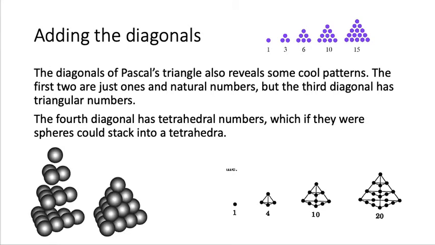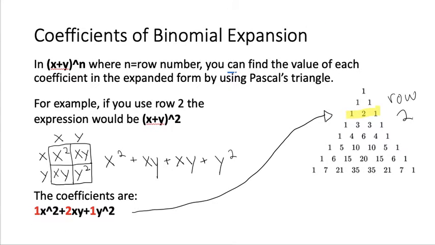The fourth diagonal has tetrahedral numbers, where if represented by spheres, will always stack into a tetrahedron, as seen in the lower two images using the numbers 1, 4, 10, and 20. Of course, in all these diagrams, they would go on infinitely.